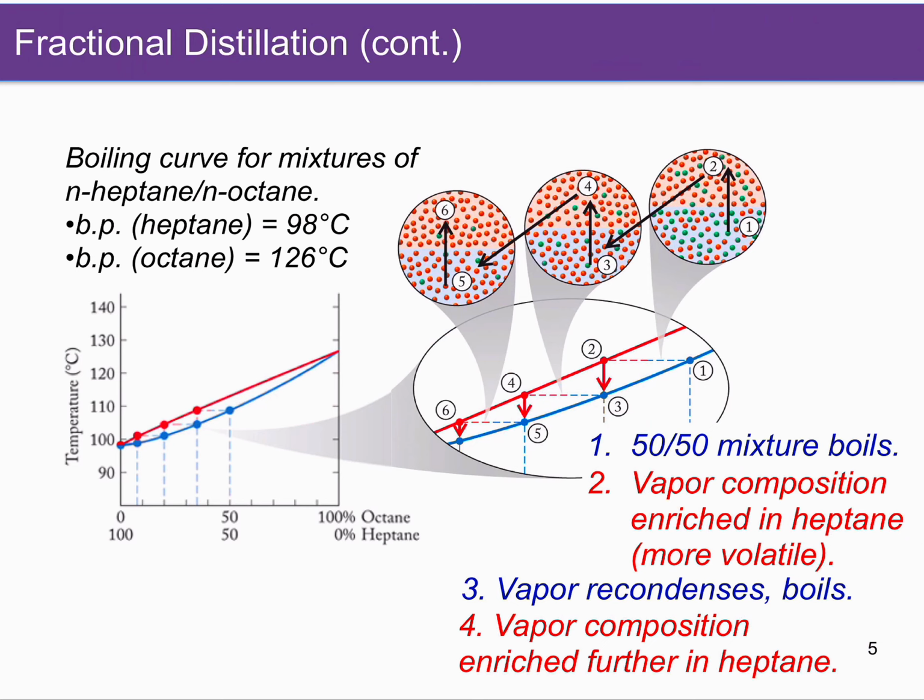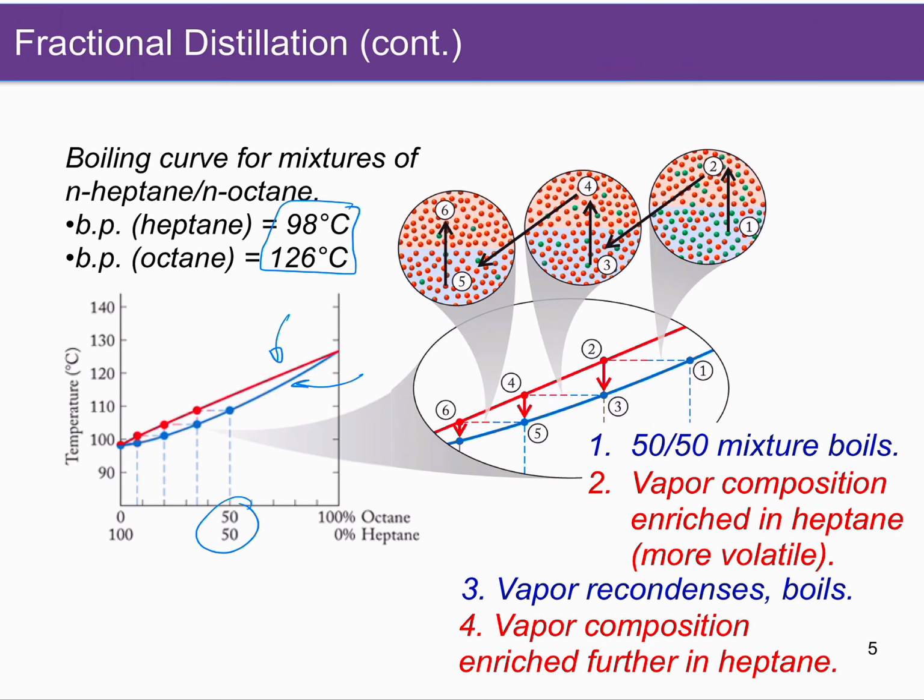If we have a mixture of heptane and octane, you can see heptane has a different boiling point than octane: heptane at 98 degrees Celsius, octane at 126 degrees Celsius. If we start off with a 50-50 mixture of octane and heptane, when it reaches its boiling point, it's going to be somewhere between 126 and 98 degrees Celsius. The blue line here represents the composition of the liquid. The red line represents the composition of the vapor.